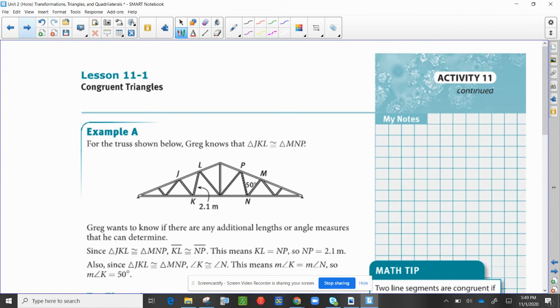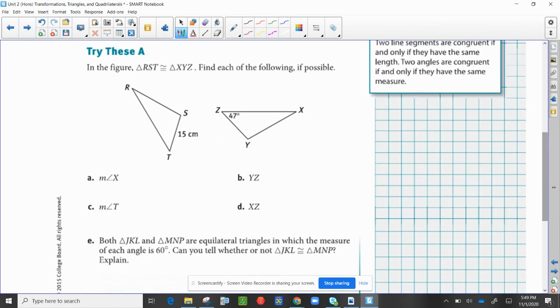So let's go ahead and do some examples. Example A is already done for us in the book, so I'm just going to jump to the try these A, where we have this triangle RST, and they say that is congruent to XYZ. So again, that order is going to tell me what goes together. So angle R has to match up with angle X. Angle S has to match up with angle Y. And lastly, angle T would have to match up with angle Z.